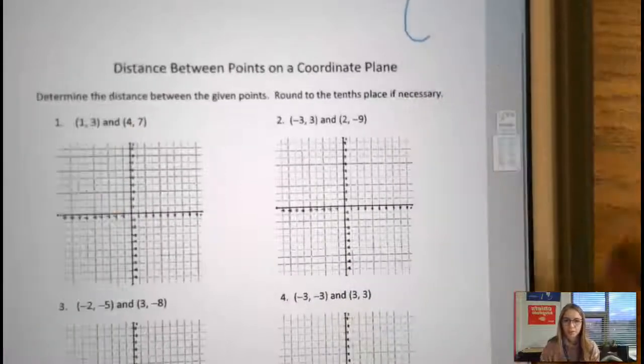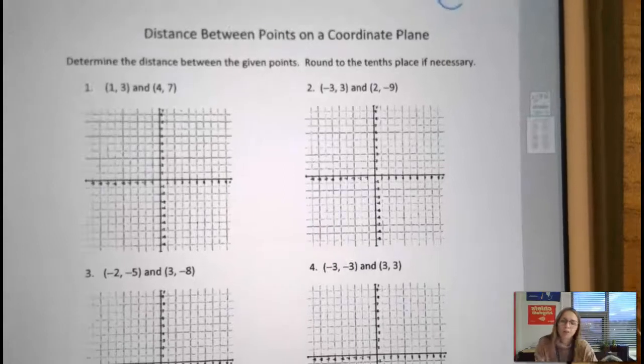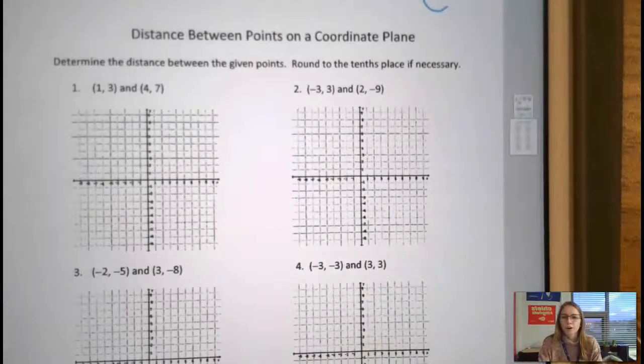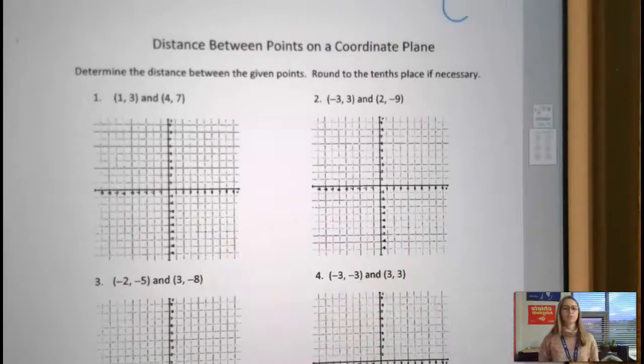Okay, now over here we have distance between points on a coordinate plane. Alright, so you might be like, oh my gosh, we're doing something new. We aren't really, because all we're doing is just plotting these 2 points and creating a right triangle from them. And then we'll just use a squared plus b squared equals c squared to solve for that missing length.